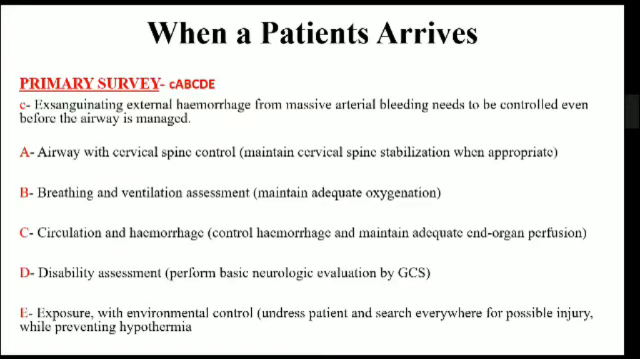Then we look for breathing and ventilation assessment and ensure adequate oxygenation for the patient. The next one is the most important, circulation and hemorrhage. We must control the perfusion. D is done by the Glasgow Coma Scale, and the last one is E, environmental control: undress the patient and search everywhere for possible injury while preventing hypothermia.